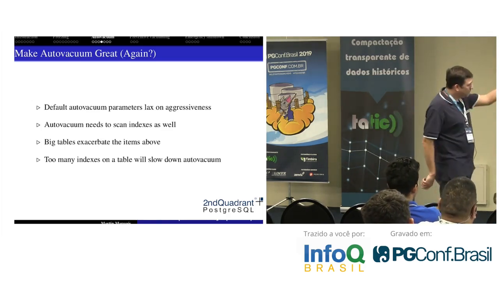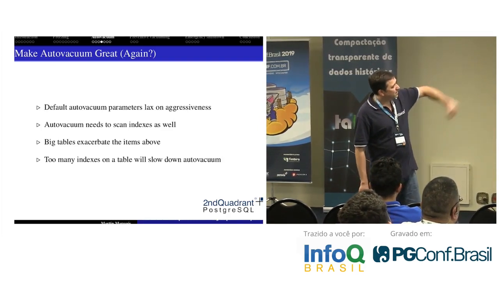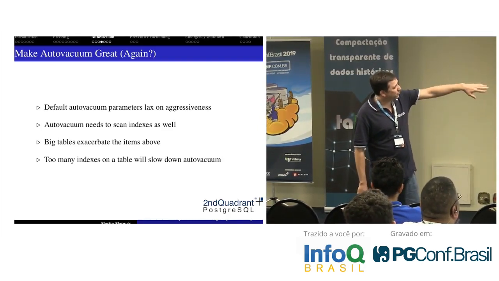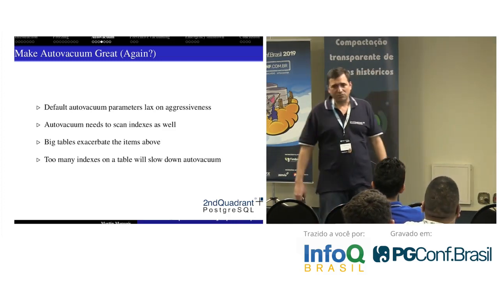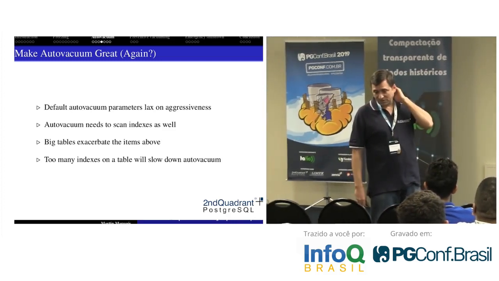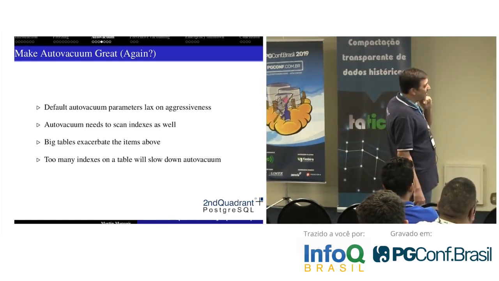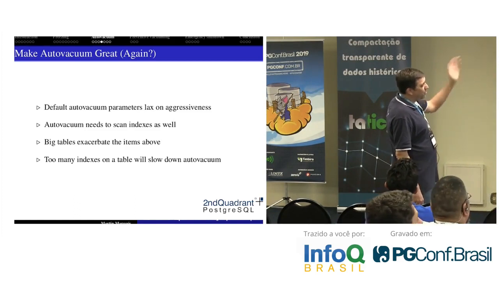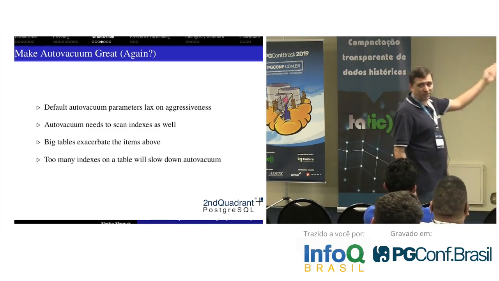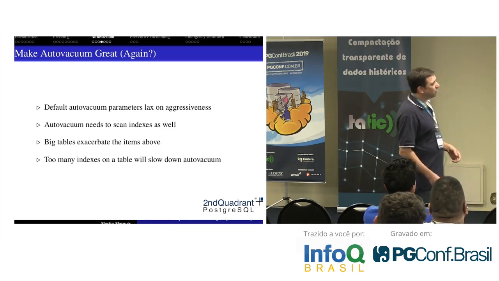So, big tables exacerbate the two items from above. If you have a really big table, 500 gigabytes, 1 terabyte, I've seen even bigger, 2 or 3 terabyte tables, well, with the default cost parameters that come with Postgres, it's going to run for a very long time.